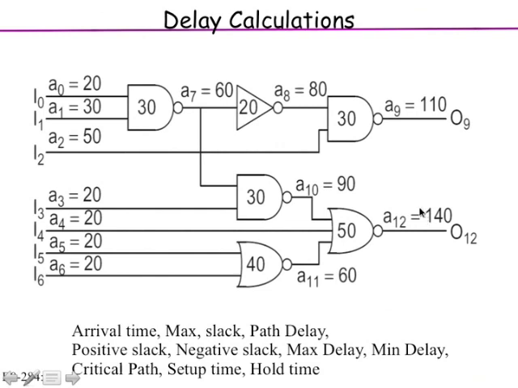For every path, you can calculate a delay. If you calculate the delay between I0 and OG: 20 and 30, that means the output is 60, and then another 20 at the inverter, so the change at A8 happens at 80. Then you have to see between these two which comes later. 80 comes later, because the second input is directly coming from I2, which is changing at 50. So 80 plus 30 is 110. So the I0 to OG delay is 110.